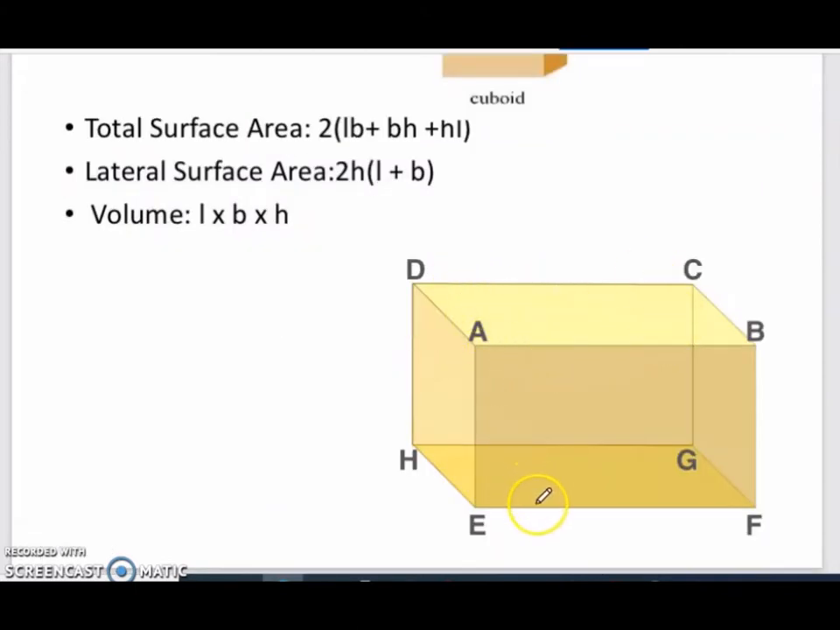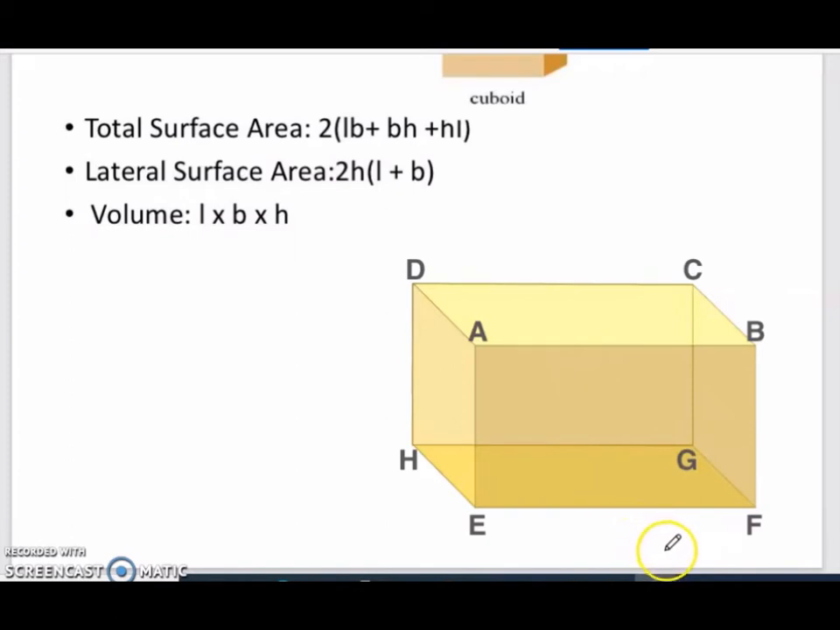So this is a cuboid. Now as you can see, there are 6 faces in a cuboid. Each of its faces is rectangular in shape. Each surface is a rectangle. So for finding area of a rectangle, what do you do? You multiply length into breadth. So that is what you will do. You will find area of each of its 6 faces.